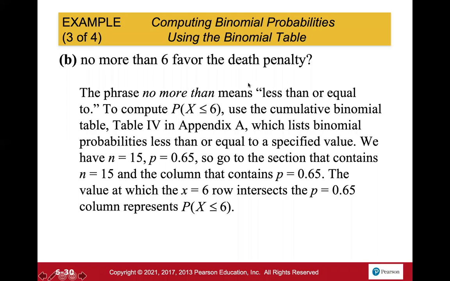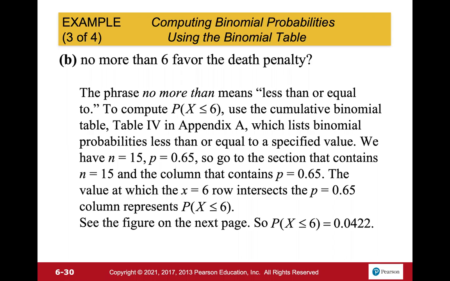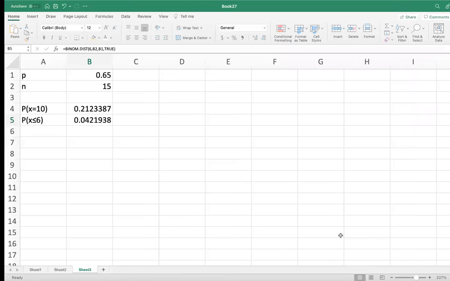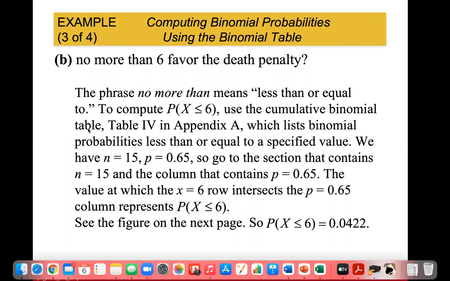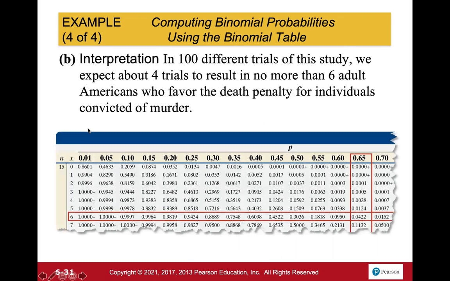0.0219. And here, the phrase no more than six means less than or equal to. So to compute, we're looking at X less than or equal to six. This time we're using cumulative. So we're looking at that to be 0.0422, 0.0422, perfect. This is how they interpreted that on the table.